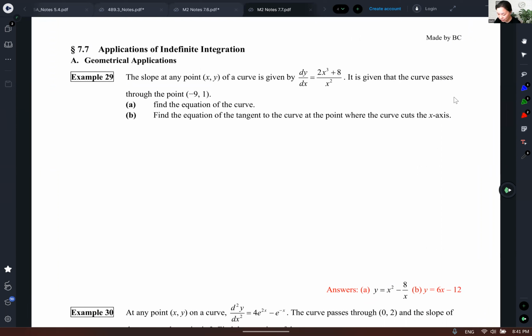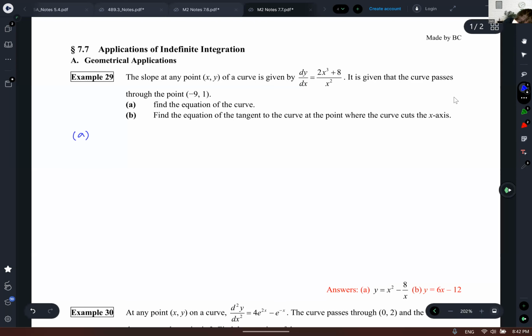29. The slope at a point is given. The slope is given. That means dy/dx is given as a function. And it's also given that the curve passes through a point. Can you find the equation of the curve? That's very direct use. If you know the derivative, can you find the original or the primitive function? The original equals this.